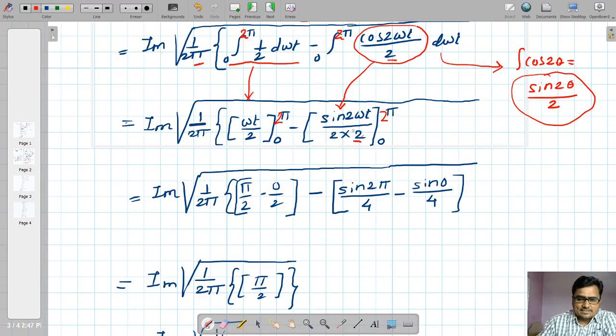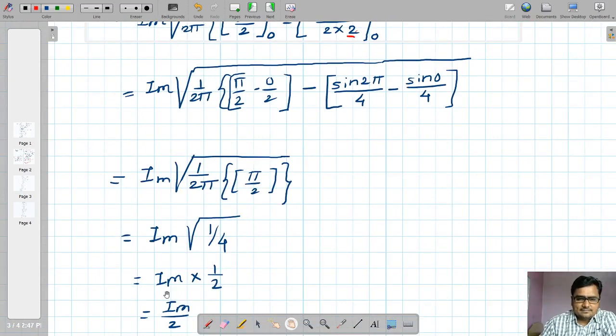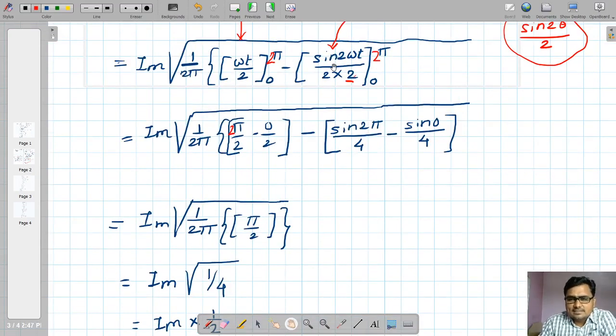Now again come to the next step. What I have is Im as it is, then 1 divided by 2 pi. Now instead of pi, it will become 2 pi. So 2 pi divided by 2 minus 0 divided by 2, and now this is sin 2 omega t divided by 4. Now this sin 2 omega t will become 2 pi.